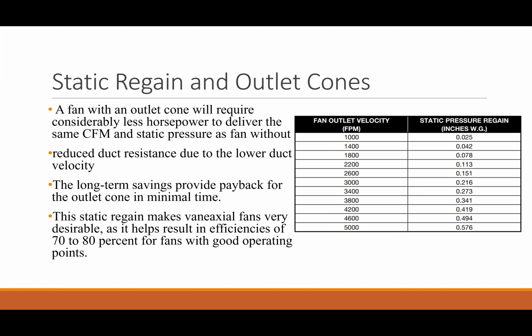Because of this, use of an outlet cone on a ducted or non-ducted Vaneaxial fan will reduce velocity pressure, allow static regain, and lower brake horsepower requirements. The long-term savings from the reduced electrical load will provide payback for the outlet cone in minimal time. This static regain makes Vaneaxial fans very desirable, and this combined with their minimal discharge vortex and straight-through airflow from the guide vanes results in efficiencies of 70 to 80% for fans with good operating points. And as seen in the figure, based on the velocity, it shows how much static pressure regain you can expect.